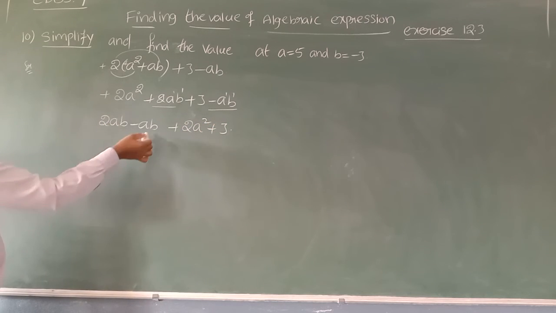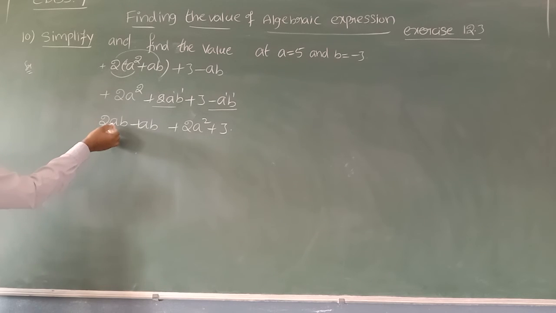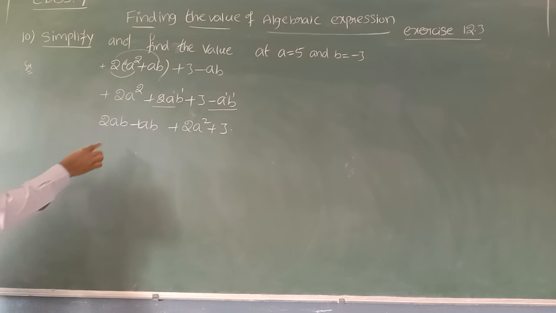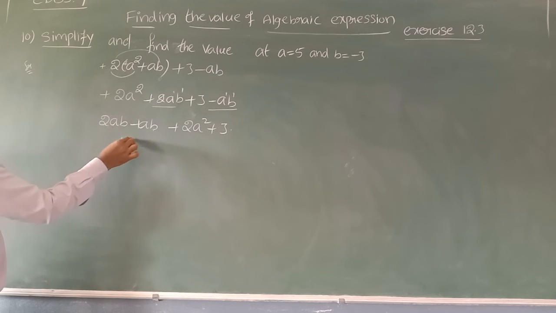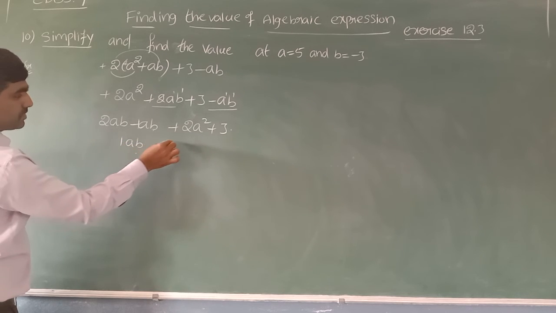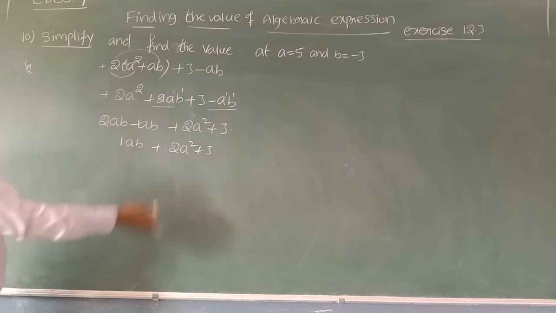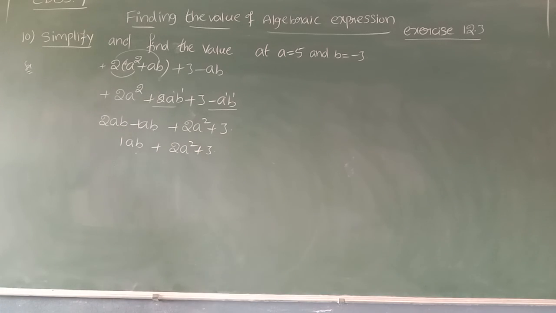The coefficient of 2ab is 2. For ab, no coefficient means 1. 2ab and 1ab are both the same variables and same powers, I mean like terms. So simplify the coefficients: 2 minus 1, 1ab plus 2a² plus 3. We can't simplify more, all the rest are unlike terms.